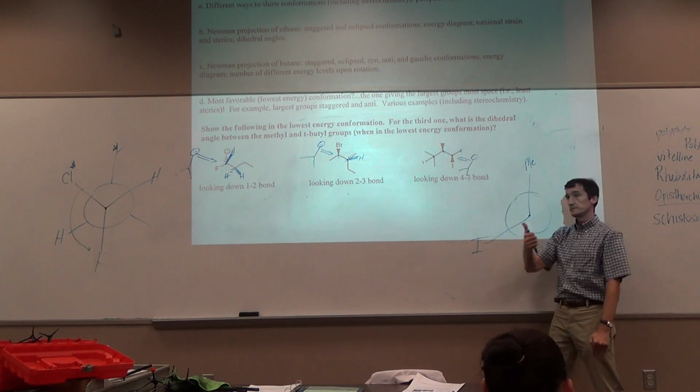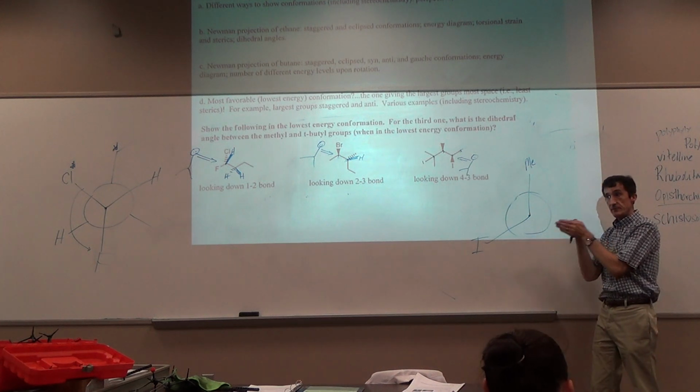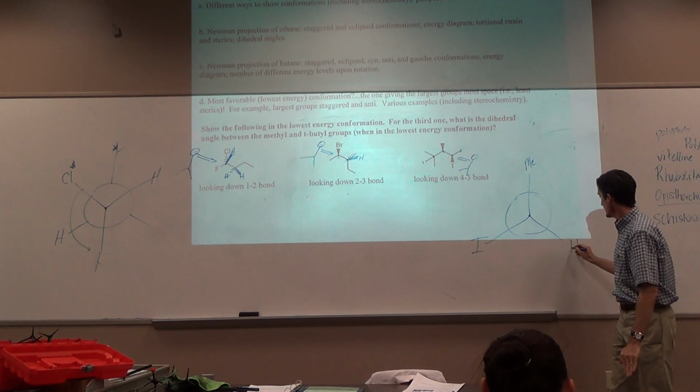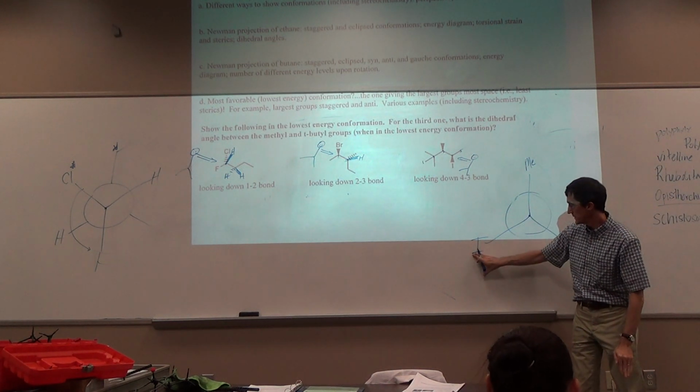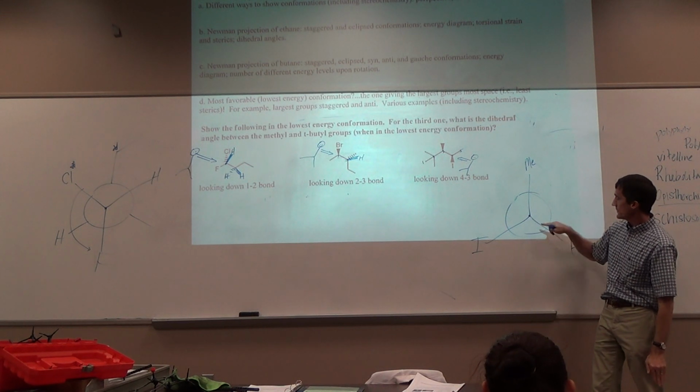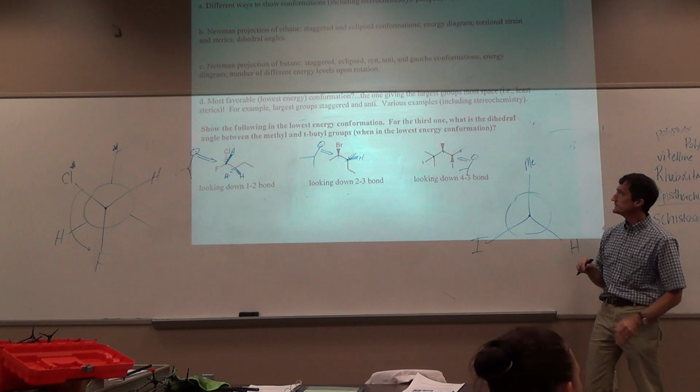What's on the carbon going behind the board? If I'm here and it's going behind the board, that's an H going behind the board, right? So there's carbon 4. Carbon 3 is behind it. What do you see on carbon 3?